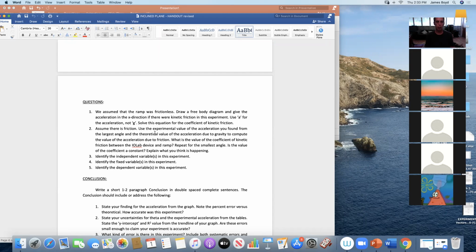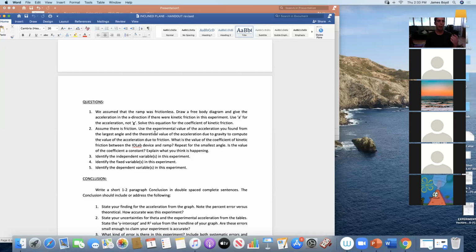The fixed variable is a variable that you cannot change, that does not change. No matter what you do, it should not change. The only fixed variable in this is really technically G. You could say the mass of the IOLAB, but you could change the mass really easily. What you can't change is gravity. Gravity is 9.8. It is fixed, right? Or at least it might be 9.8 where you are.